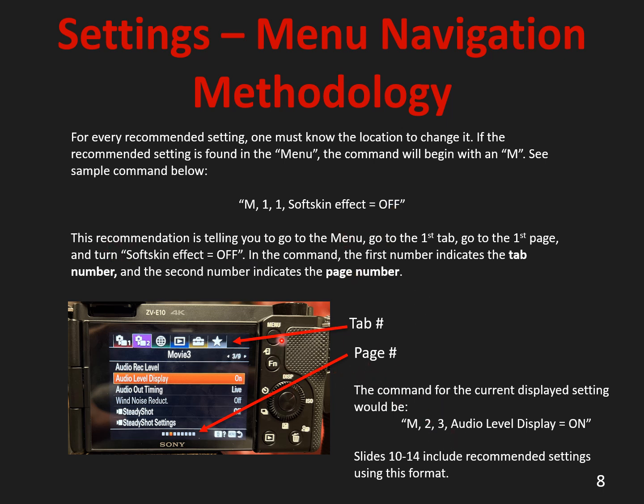As an example, the current recommendation that I have up on this screen here would be M23 audio level display on. So as we can see, we're in the main menu, 2 as in second tab, 3 indicating third page, audio level display on. And in the next 10 to 14 slides, I'm going to give recommended functions to you in this format.